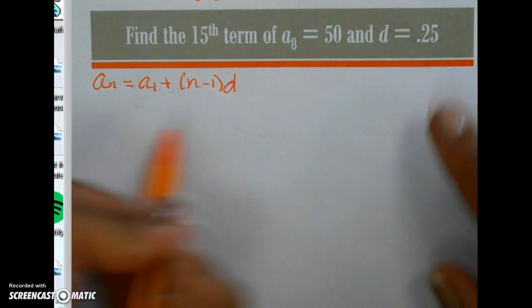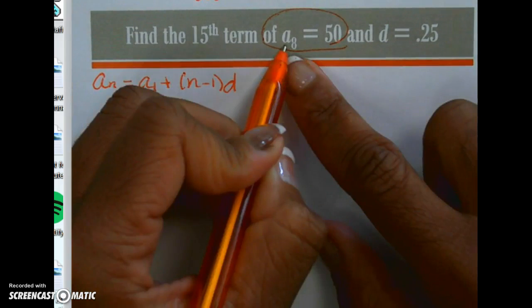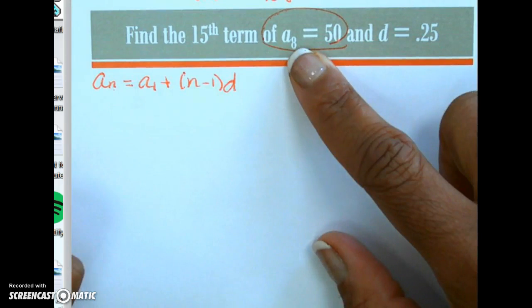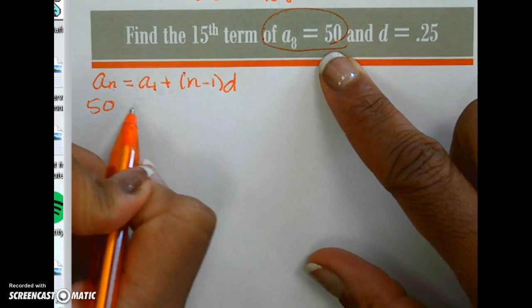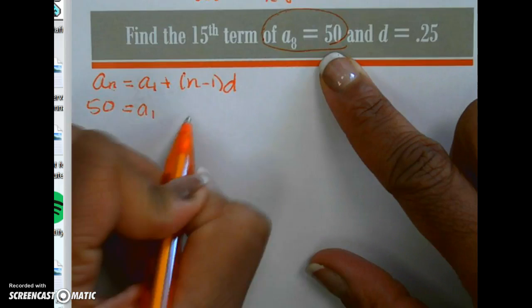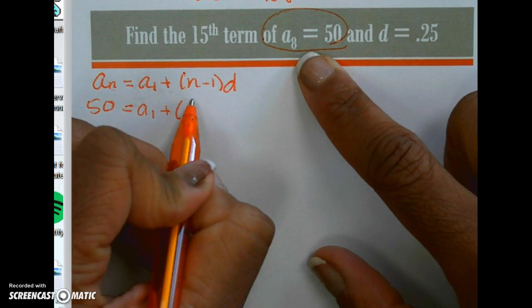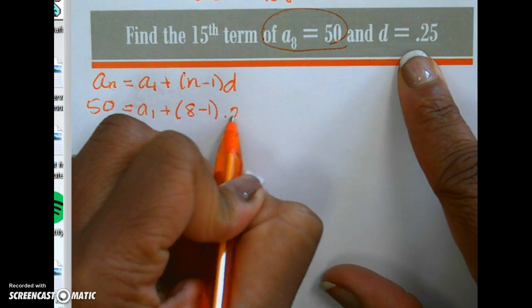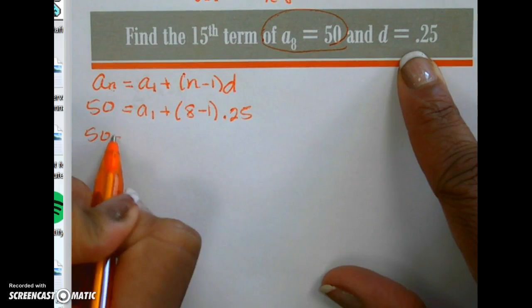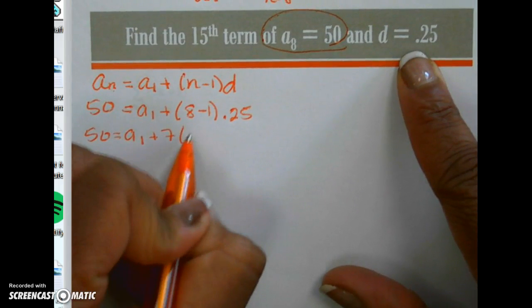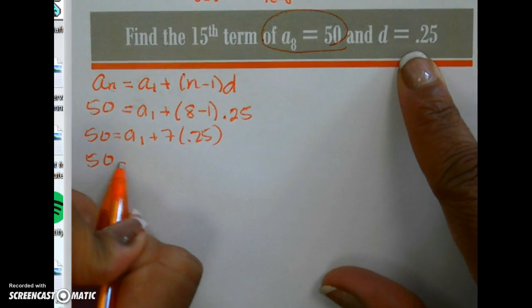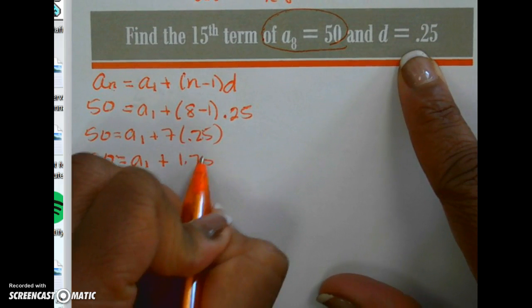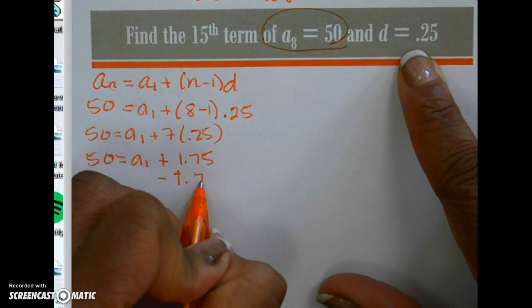Well, what do I know? I know that the 8th term, so when n equals 8, I get 50. So the 8th term is 50, equals a sub 1, question mark, don't know what that is, plus n, well, n is 8, minus 1 times d. Well, what's the d? 0.25. So 50 equals a sub 1 plus 7 times 0.25. 7 times 0.25 is 1.75. And then when you solve it, you'll subtract 1.75.